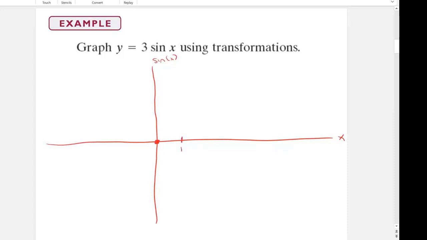The sine of pi over 2 is 1. The sine of pi is 0. The sine of 3 pi over 2 is -1. And the sine of 2 pi is 0. And I can connect my dots.